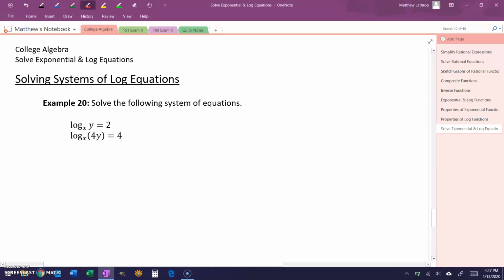In examples 20 and 21, we want to solve a given system of equations. Looking at the first two equations that we have in example 20, we can label those as equations 1 and 2, and then look at any restrictions on both x and y. In this case, x is the base of the logarithmic function. Whenever we have a log function, that base a had two restrictions on it, so those will apply here. X has to be greater than 0, and x can't be equal to 1.